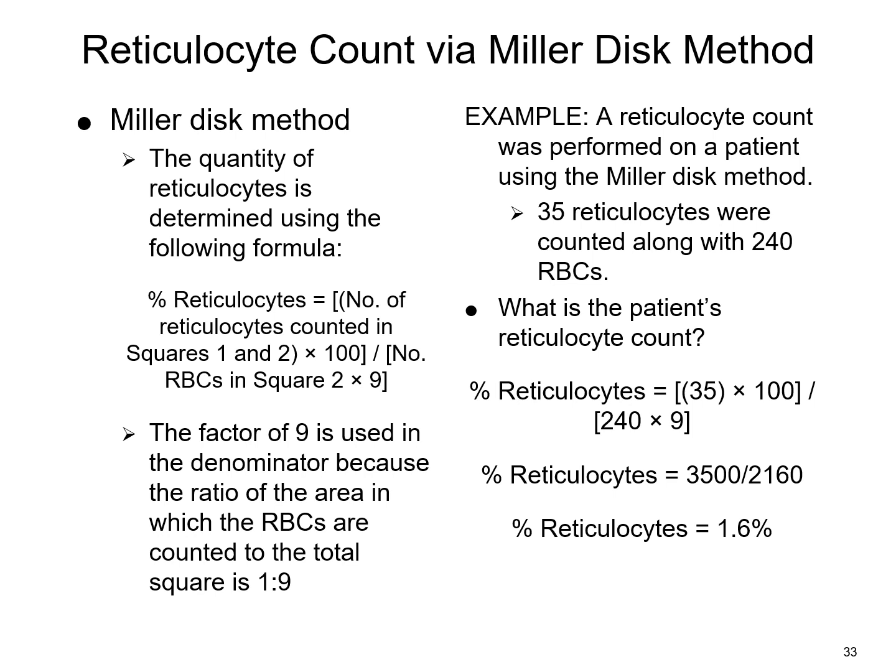So this was a total of 35 within squares 1 and 2, so the overall large square. And then if you plug that in, you get 35 times 100, and then you divide that by 240, your total red blood cells times 9. And then when you work that out, that gives you a count of 1.6.